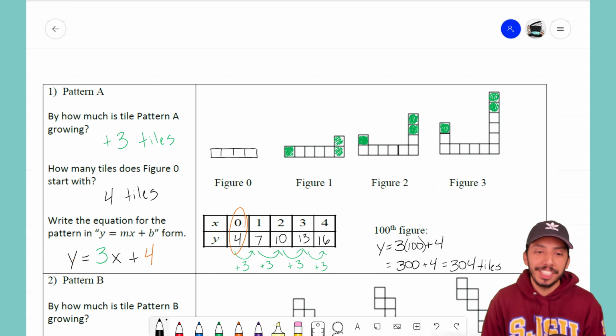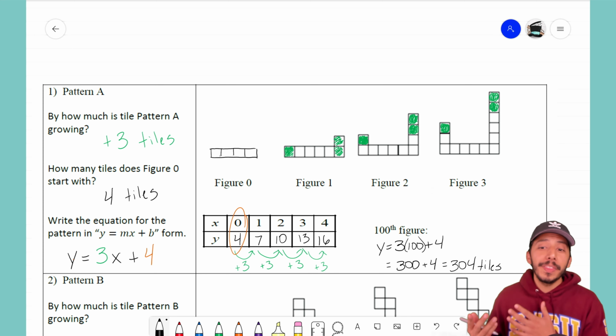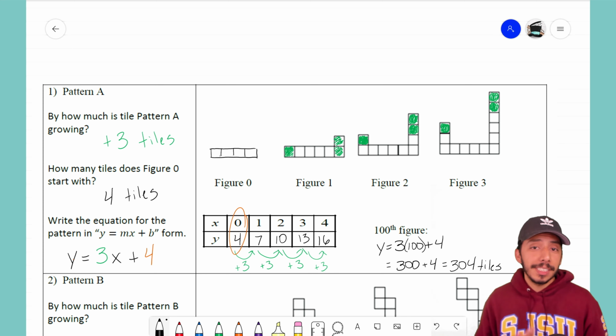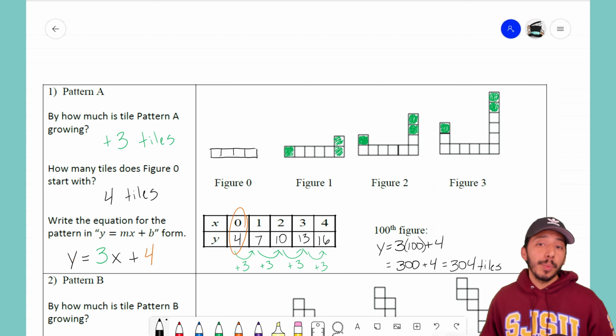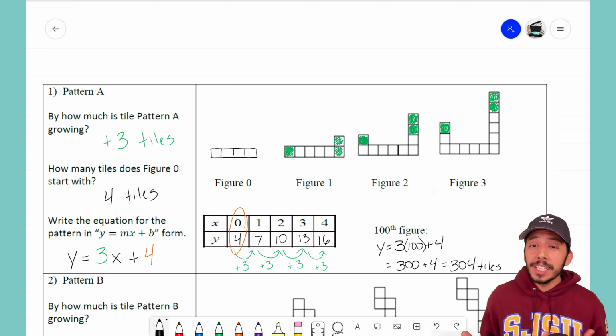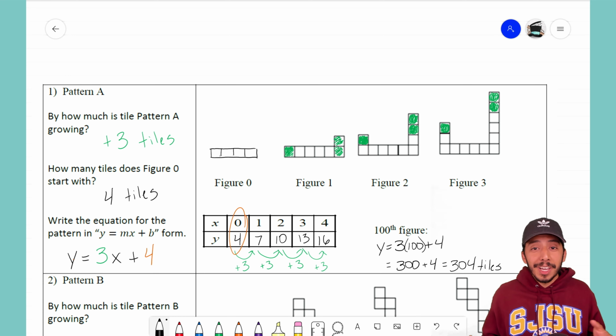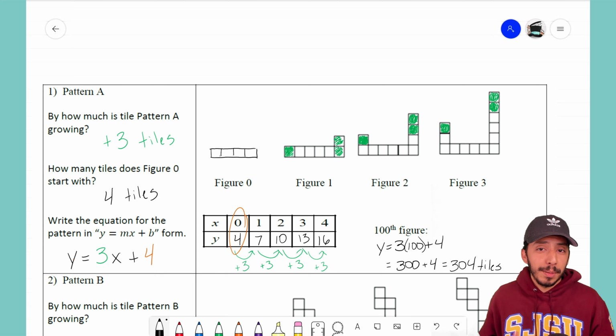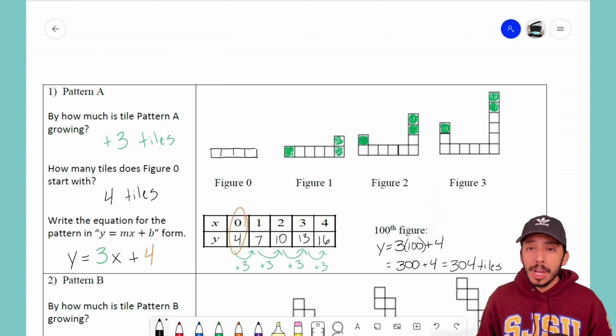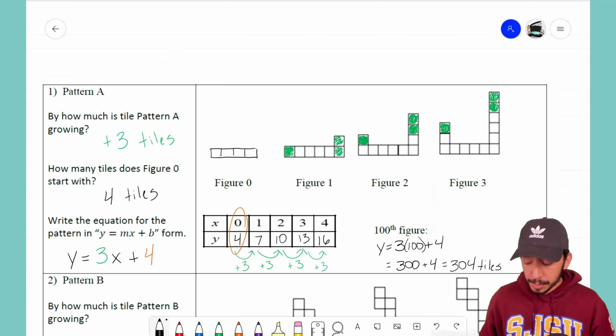Isn't it so much easier once we're able to determine the equation that matches the pattern for us to find the 100th figure? And really, now that we have the equation, we can find any figure number we want to. We could find the 50th, the 70th, the 200th, the 1000th, the 1 millionth figure number. Really, any figure number in this pattern is fair game for us because we have the equation. We just have to plug in the figure number for x.